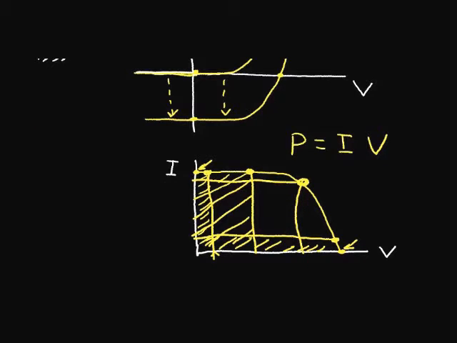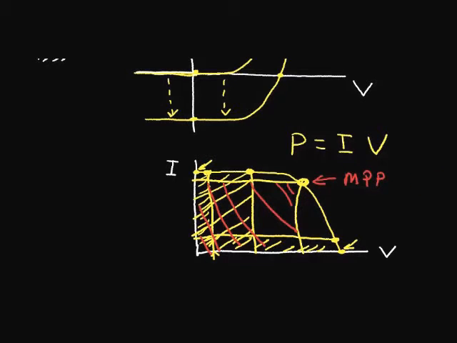So let's change colors here. And so we want to maximize this particular area. At this point is the maximum power point. And so we would like to always have circuits that operate the solar cell at this point so they can extract the most usable energy or the most power from the solar cell.